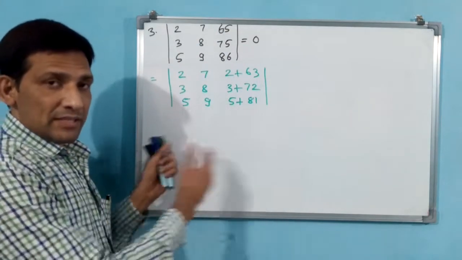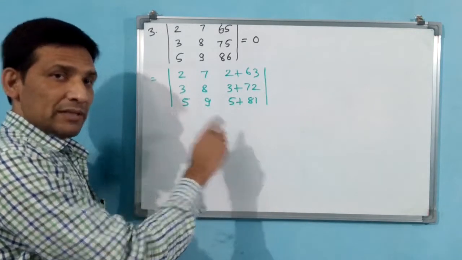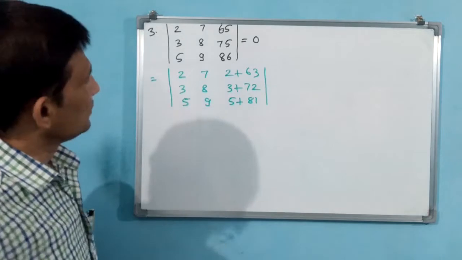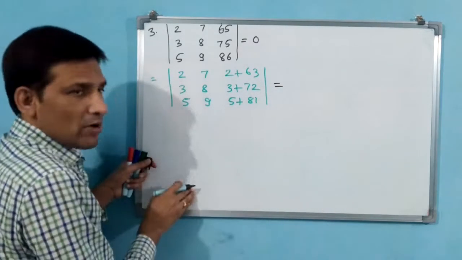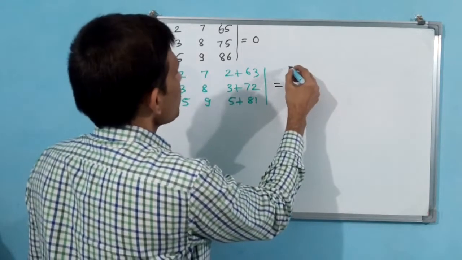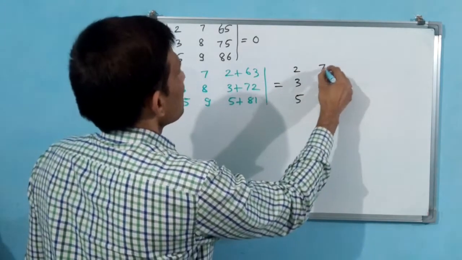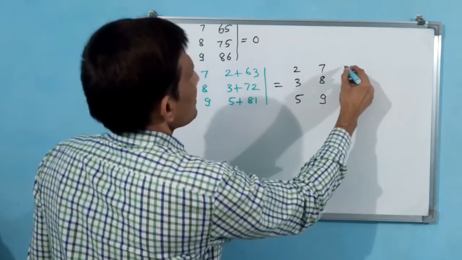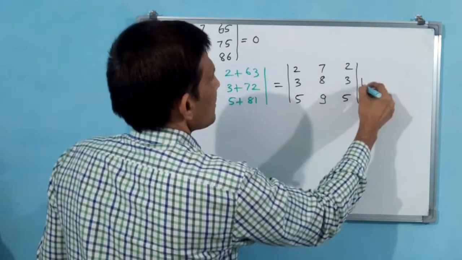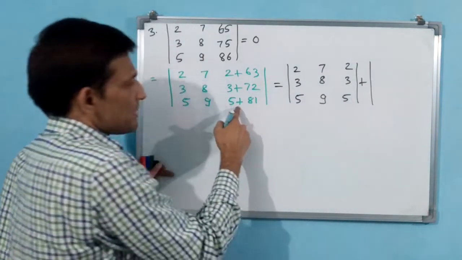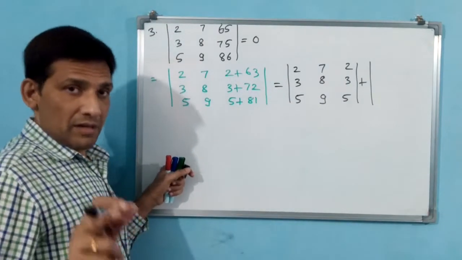Why I have made such type of split? Because 2, 3, 5 here also there. 2, 3, 5 we can make. First let us make this. You see how I am making. This side I am writing. You see, but you have to write down. You see, two determinants you can write: 2, 3, 5, 7, 8, 9, 2, 3, 5. Okay. This is one determinant. Plus another determinant, because this plus is there. Another plus. This property you have read already.